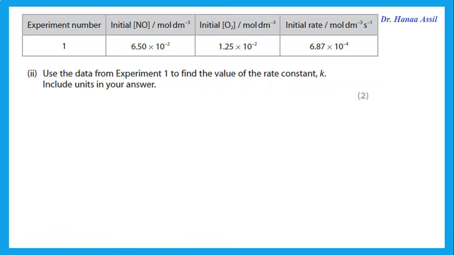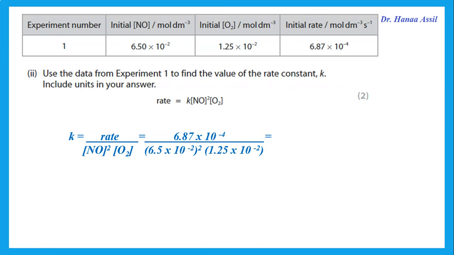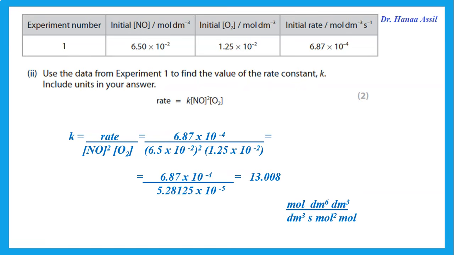Use the data to find the value of k. Okay, we already said this is the rate equation. It's given in the question. So I can get k. k is the rate over these other ones. Put in the values from experiment 1 and we get 13.008. And you can say 13.01. That's fine. Units, you put the units of each of these, and the units are already given in the table. So if you cancel those that are up and down, the unit for k here is decimeter to the power 6, mole to the -2, seconds to the -1.